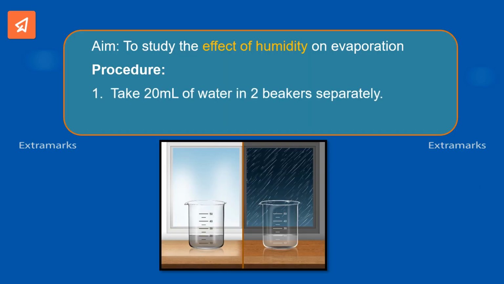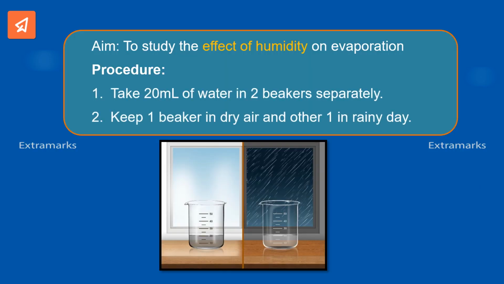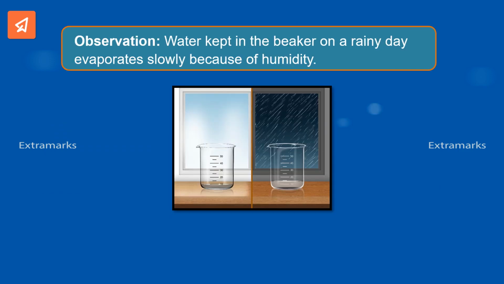Repeat the same activity, but now compare the rate of evaporation by keeping one beaker in dry air and the other beaker in your room on a rainy day. You will observe that water kept in the beaker on a rainy day evaporates slowly. This is because of humidity. Do you know what humidity is?